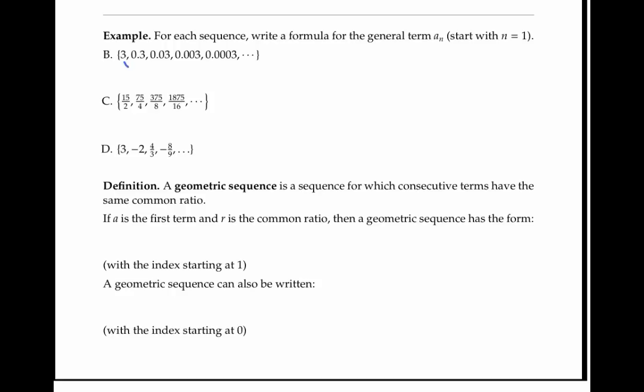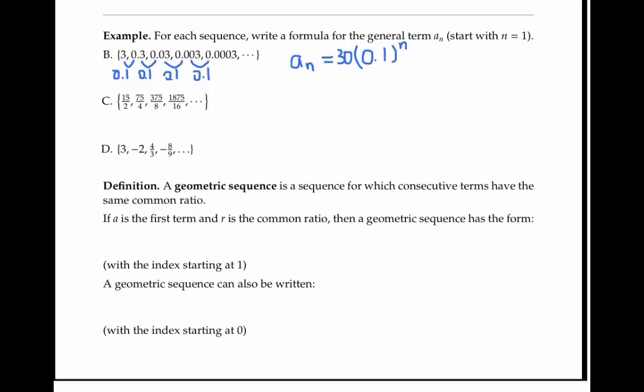Let's write some more formulas for sequences. In this first sequence, notice that consecutive terms always have the same ratio of 1/10. In other words, each time n increases by 1, a sub n gets multiplied by 1/10. This is the same property that exponential functions have, and in fact, we can write a sub n in the form of an exponential function with base 1/10, but we need to multiply by the right initial value so that when n is 1, we'll get a first term of 3. That correct initial value is 30.